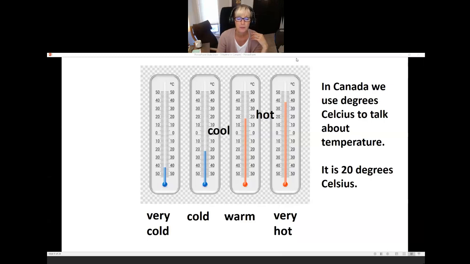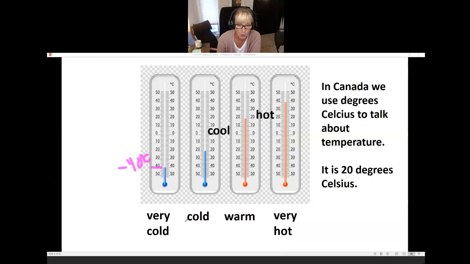Okay. So I'm going to look at these thermometers and look at the temperatures. I read very cold. It is, check that out, minus 40 degrees Celsius. That is very cold. When it is minus 32 degrees Celsius, we close the school. There is no school. It's too cold. Okay? Minus 40 degrees Celsius is very cold.